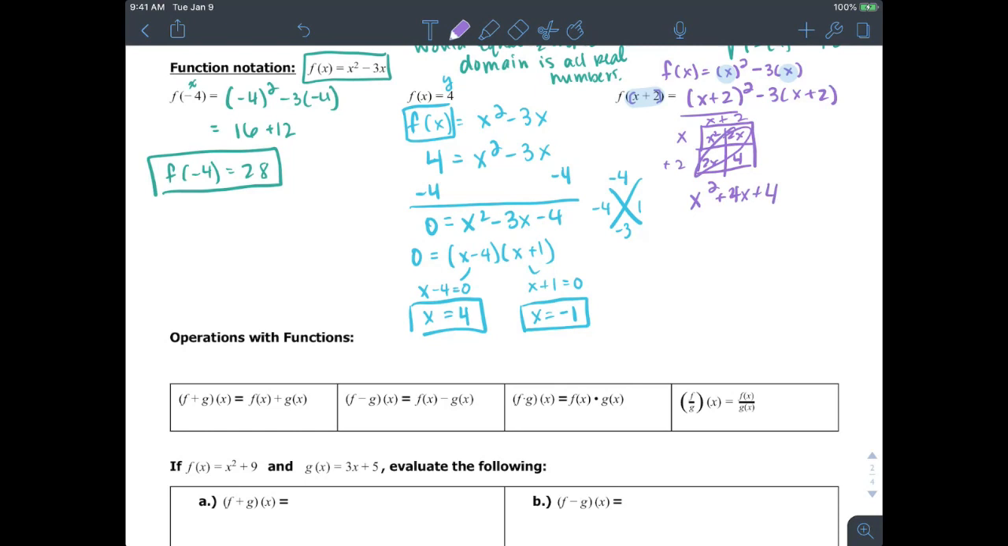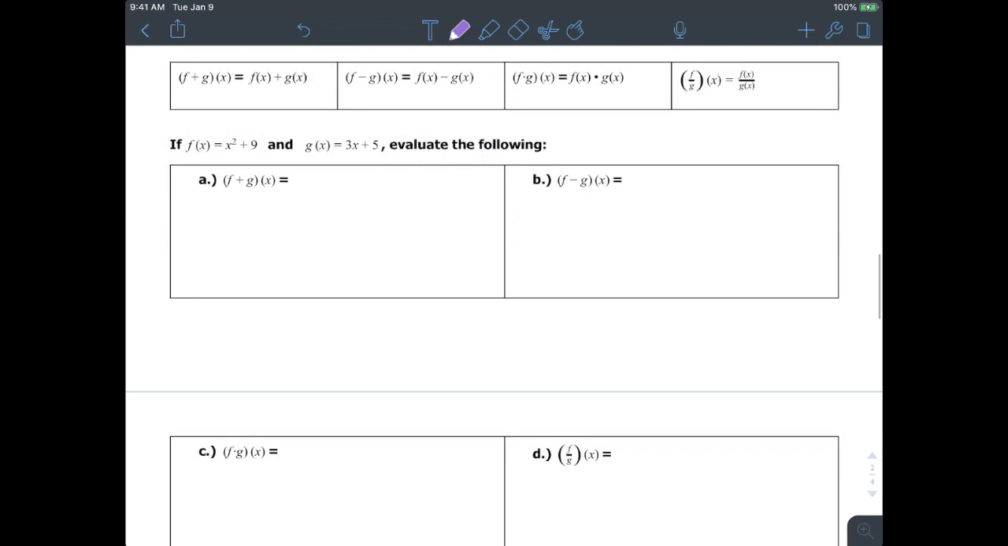The second part, I'm going to distribute a -3, so -3x minus 6. Now I can combine my like terms. So those are like and those are like. So x squared plus x minus 2. And I am done. All right, the last thing we're going to look at is operations with functions.